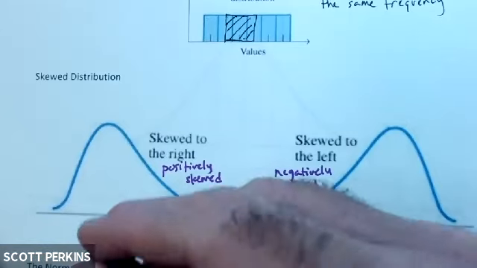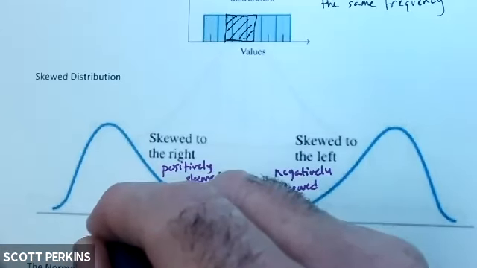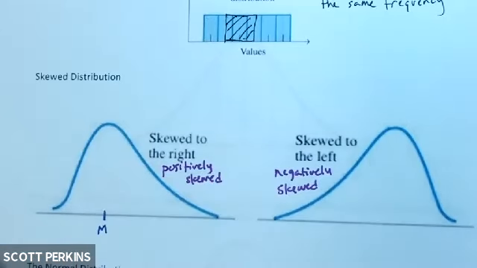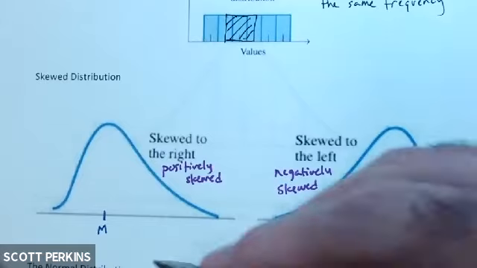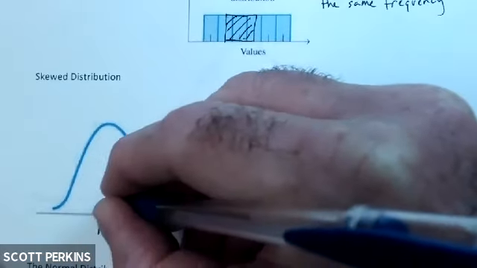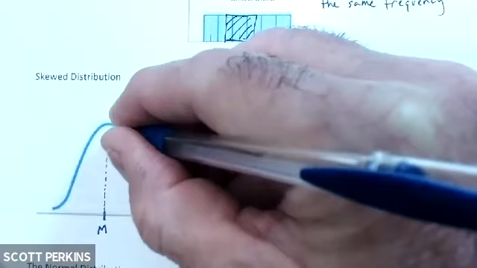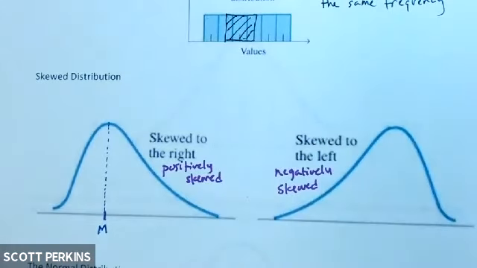And so the modal value, and remember, we're going to use a capital M. That's our symbol for the mode. The modal value is right here where, when I look up, the top of the curve is tallest. That's my mode. And then what happens is the mode, the median, and the mean all have different values.